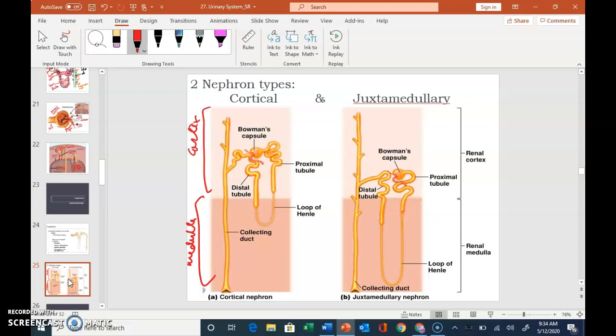The second type is juxtamedullary nephrons, and in this case, part of the proximal and distal convoluted tubules are in the cortex. It has a long nephron loop, and the nephron loop mostly lies in the medulla. So that's the anatomical difference between cortical nephrons and juxtamedullary nephrons.